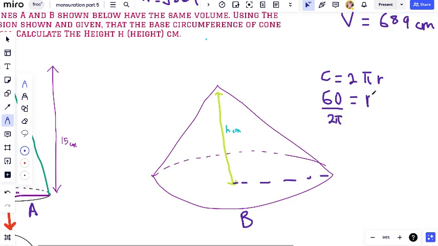So r will be what in this regard? 60 divided by 2 pi. 2 pi is 6.28. 60 divided by 6.28, you get 9.55. Not 60 divided by pi. So we've got the radius of this one, 9.55.